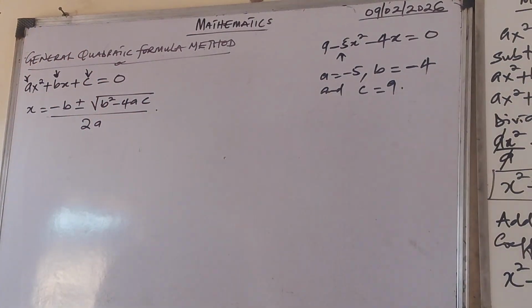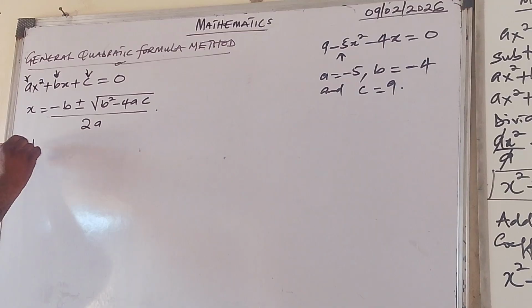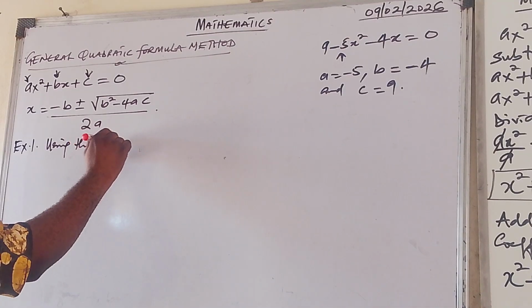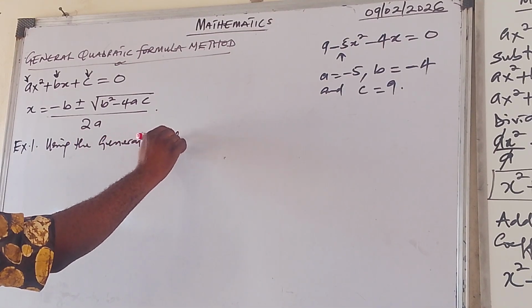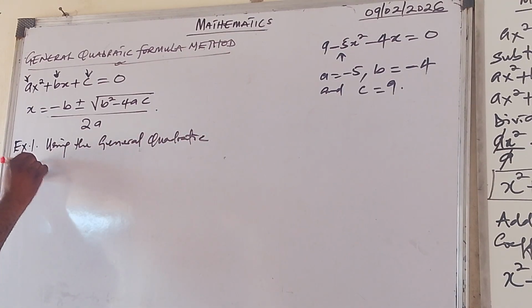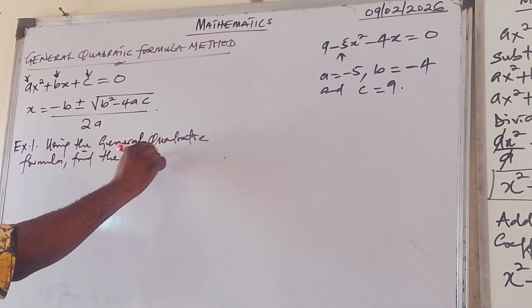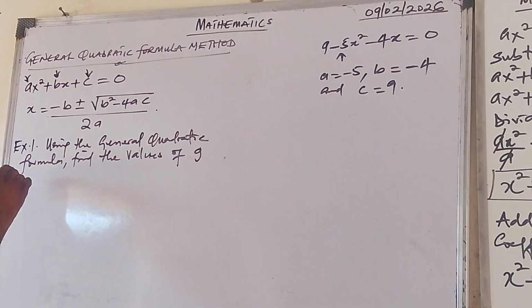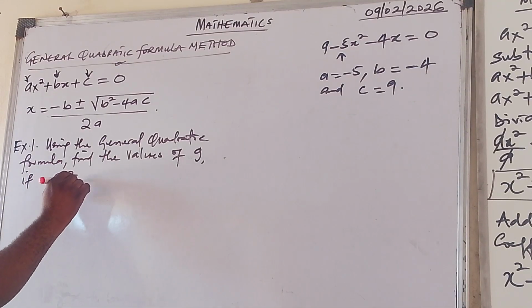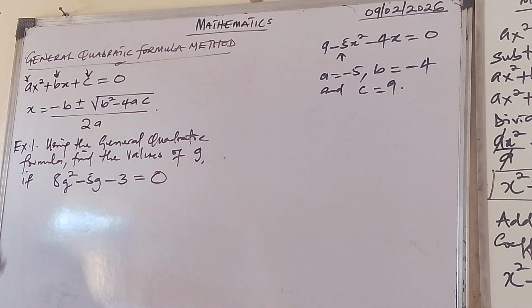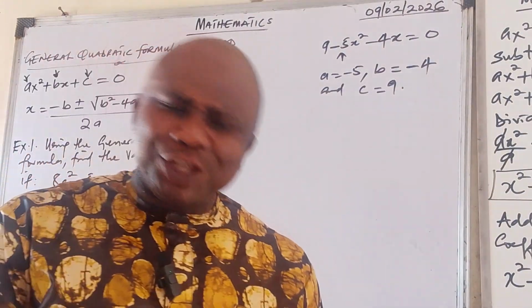Now let's look at this example. Example 1. Using the general quadratic formula, find the values of g if 8g squared minus 5g minus 3 is equal to 0.